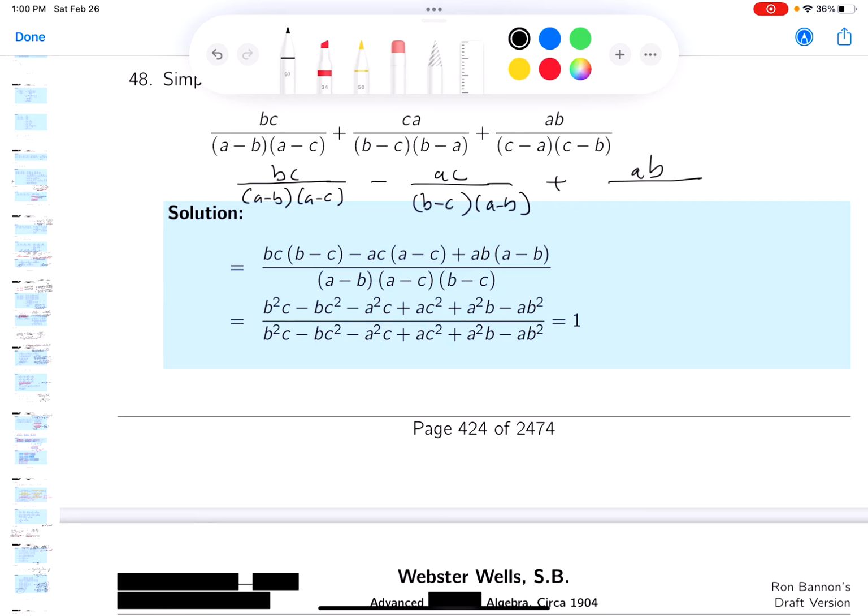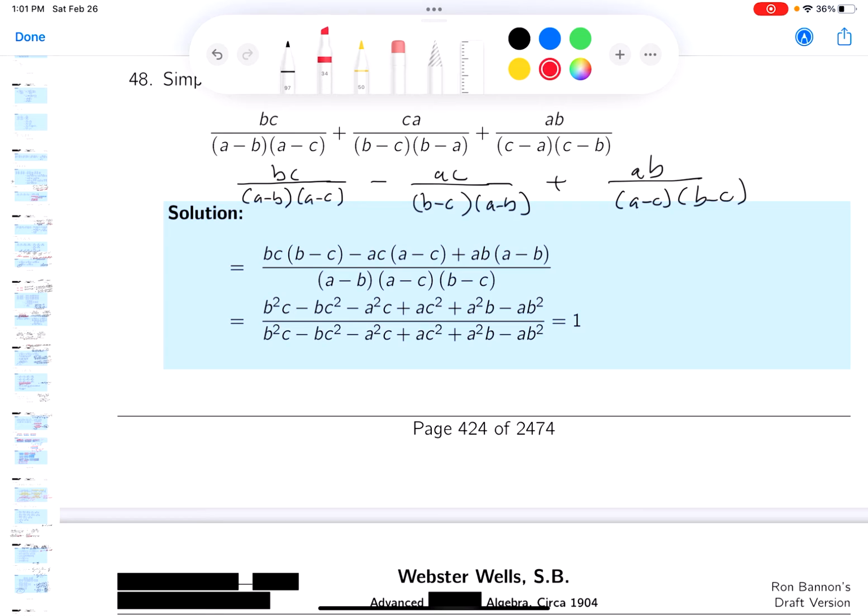Oh boy, C minus A is not fine. I have to factor out minus 1. And C minus B is not fine. I'd have to factor out a minus 1. Well, if you factor out two minus 1s, that would be a positive. So it's still going to be the same as A minus C and B minus C.